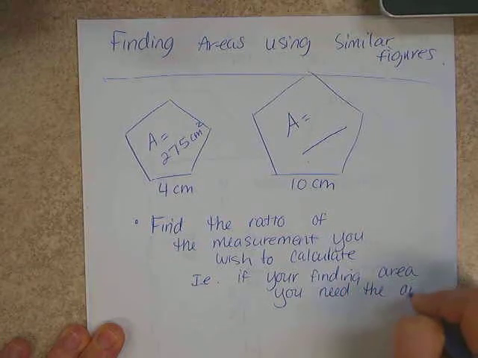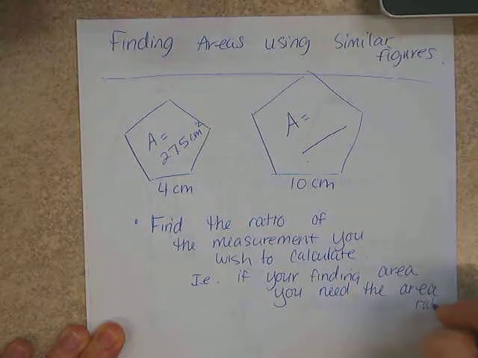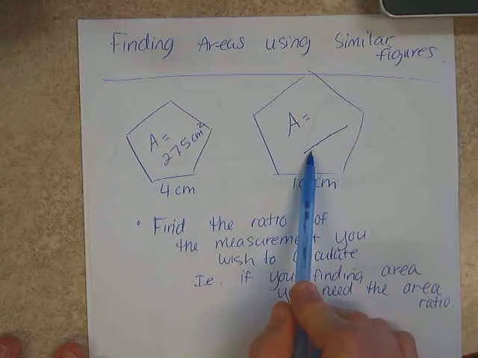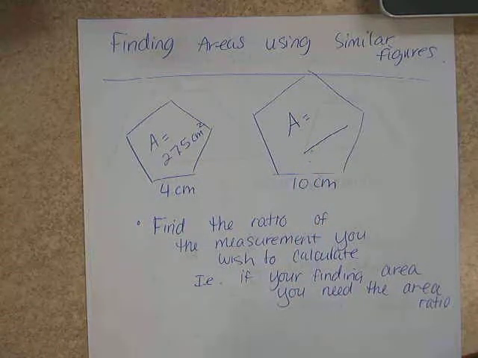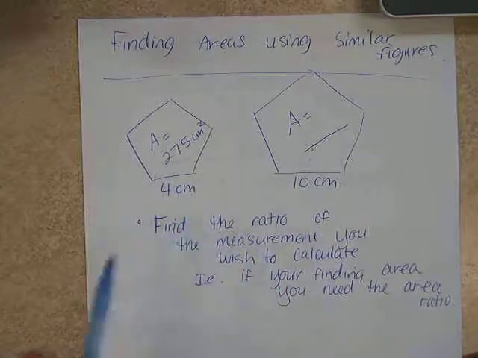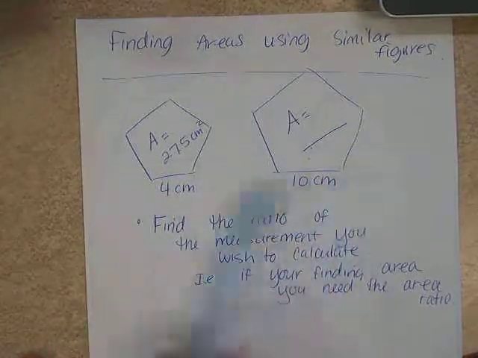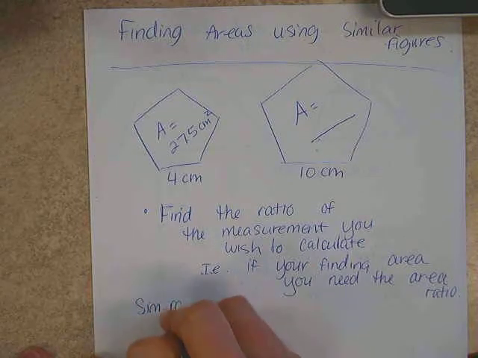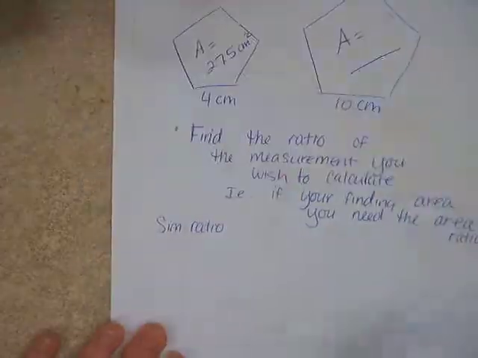So, for example, if you're finding area, you need the area ratio. Later on, if I'm looking to find a volume, I would need the volume ratio. If I want to go back and find perimeter, I'm going to need a perimeter or similarity ratio, okay? So it's whatever your end result is, you're going to need that ratio first. And we're going to talk about how to get there, okay?